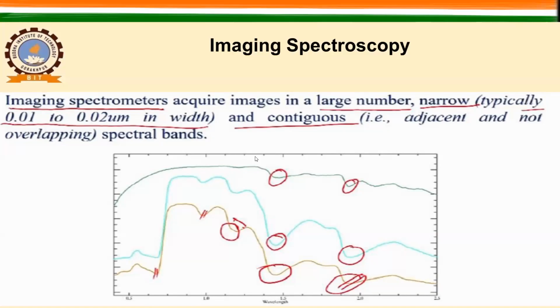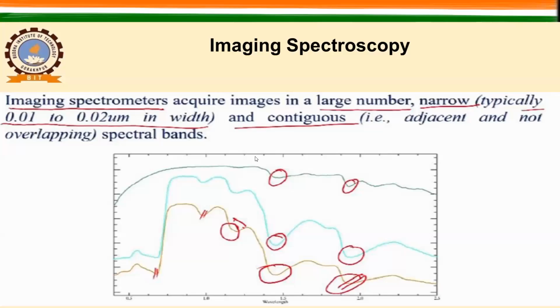Once you have that, you can definitely capture all the information coming from the surface, so you are able to identify all the absorption features produced by your target. If you have a little bit of a gap between the measurements, you might miss a particular absorption feature. But since our imaging spectroradiometers are designed to capture a large number of narrow and continuous bands, we are able to identify all these absorption features.